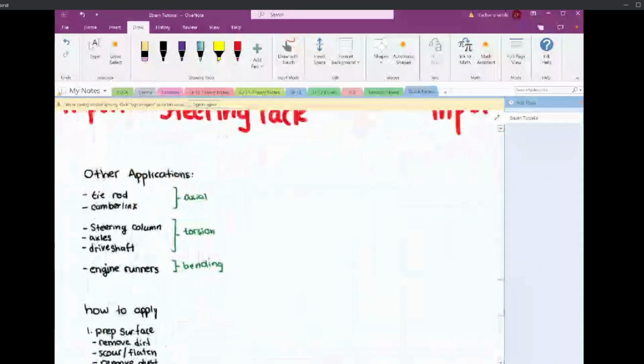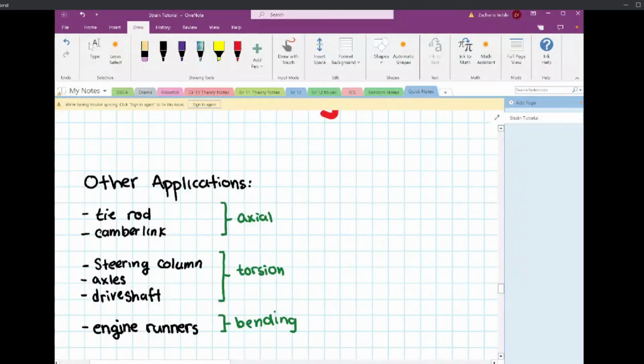I sort of talked about this at the beginning, but some other applications, some of these I've actually tried to implement, some of them I've thought about. Tie rod and camera link we've done on 23. Camera link we did on 21. That was sort of the very first thing that we did. Steering column, axles and drive shaft are a little more difficult. Axles and drive shaft are difficult because they're constantly spinning, right?